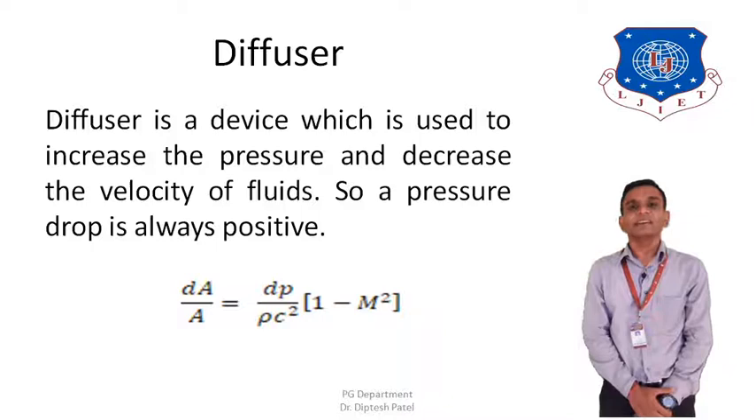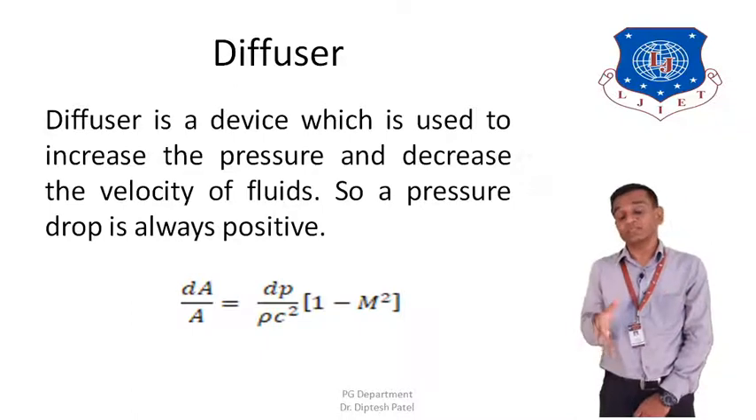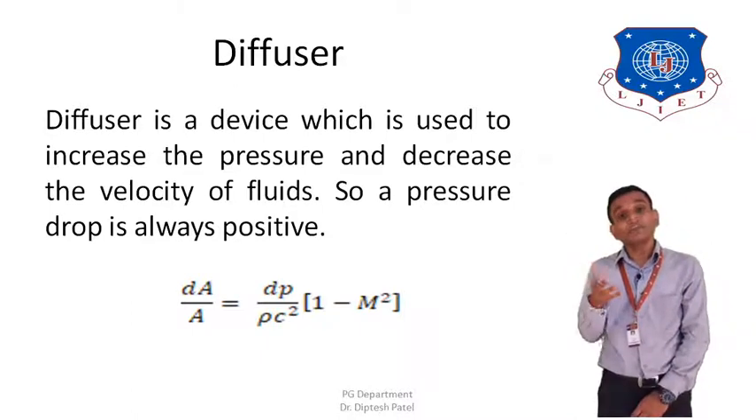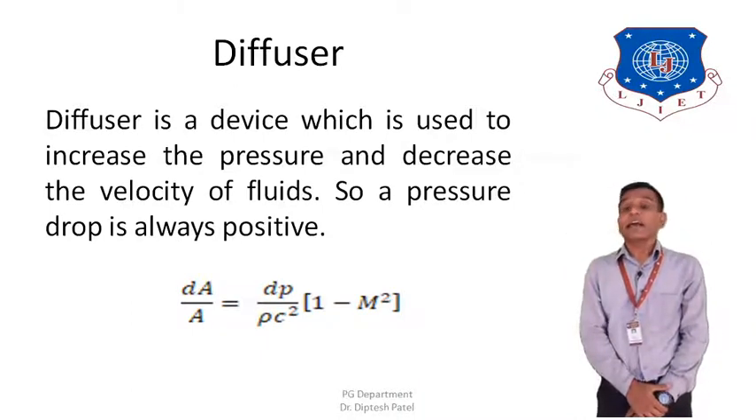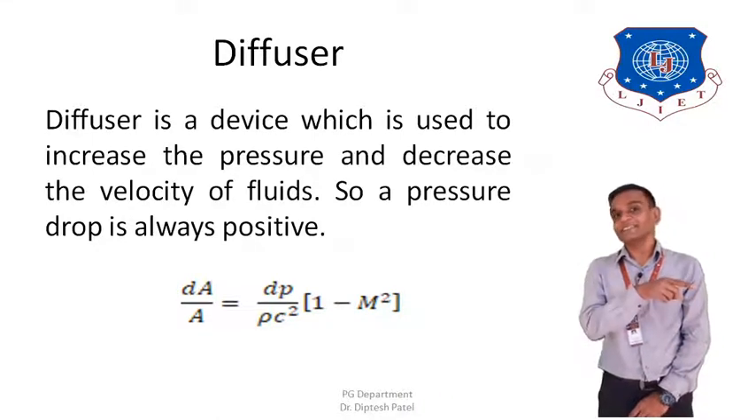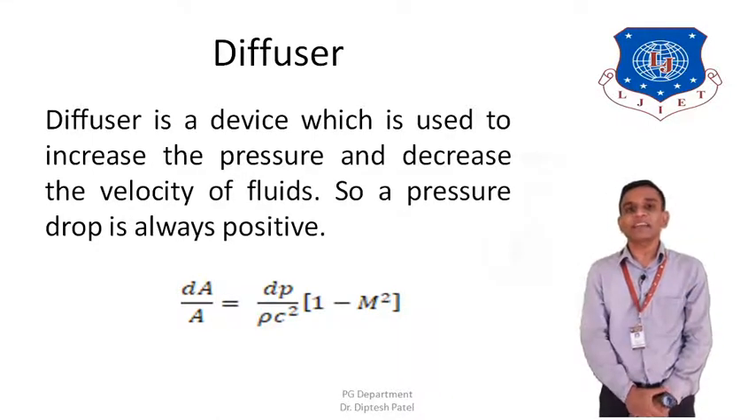Now next one is a diffuser. First of all, what is a diffuser? A diffuser is completely an opposite device of the nozzle. A diffuser is mostly used to increase the pressure and to reduce the velocity, and therefore the pressure change is always positive here, which was negative in nozzles. So the equation can be rewritten as dA upon A is equal to dP divided by rho c square, inside the bracket 1 minus M square.